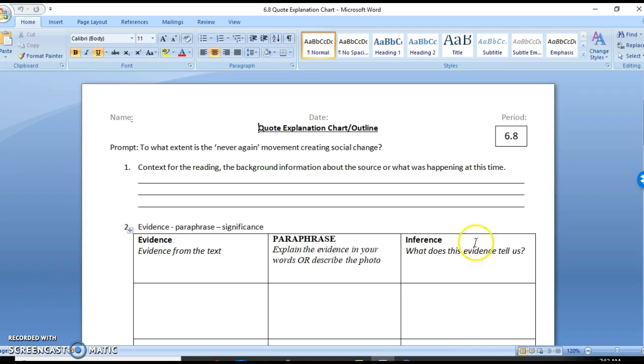So, the first thing you do in a quote explanation chart is you give me the context for the reading. And this would be the background information about the source or what is happening at that time. You all are only using one source, which is why there's only one space for context, but this becomes extremely important, especially when you're using more than one source. So this might tell me, what is the title of the article? What is the article about? Who wrote it? Is there any sort of reason as to why they wrote it? Was there something happening at that time that felt like they needed to write it? That is what goes into the context.